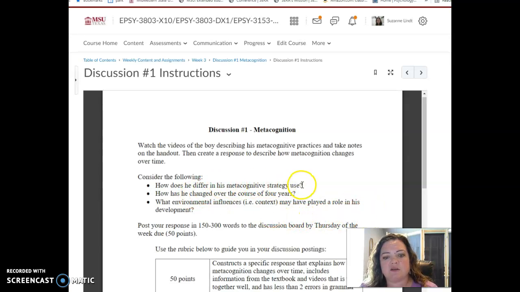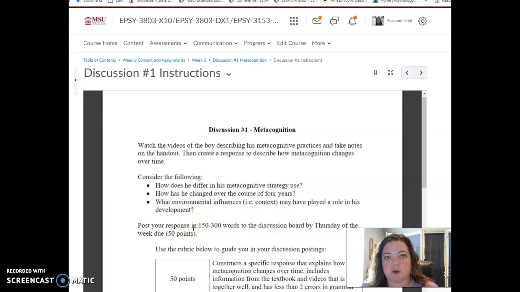So how did his strategies change? And you can look in the book. There's several different tables and charts that talk about how metacognition changes over the years. And then think about why. You know, obviously some of it is developmental, but there's also some environmental influences from his teachers, family, that type of thing that may have played a role.